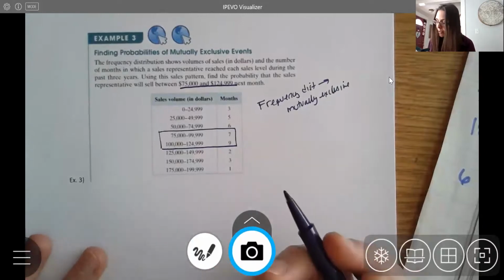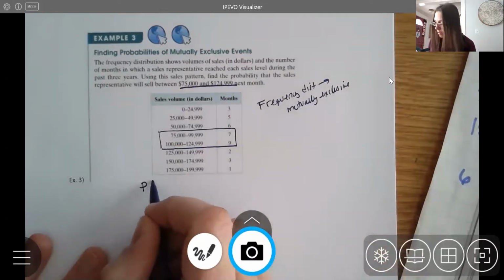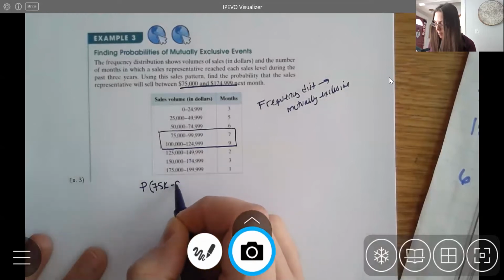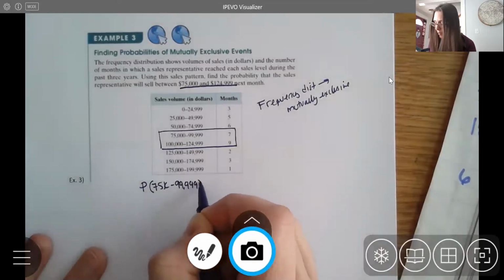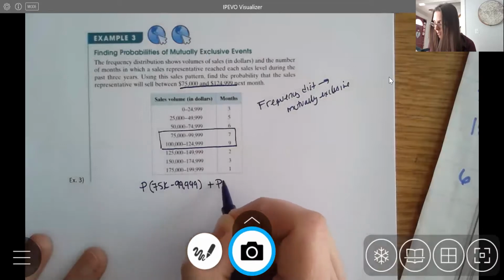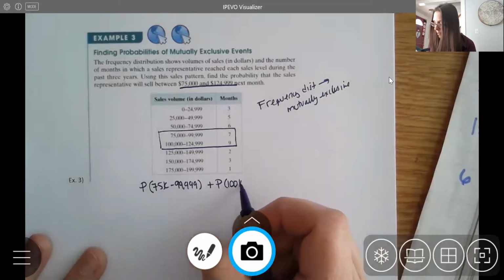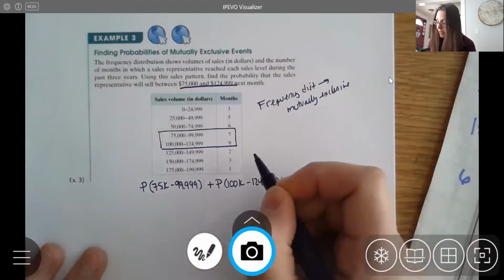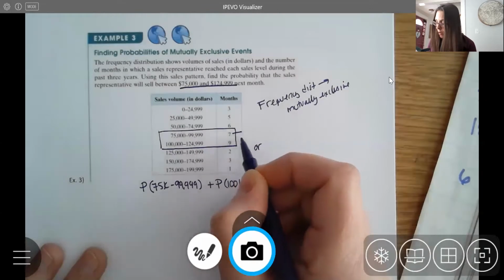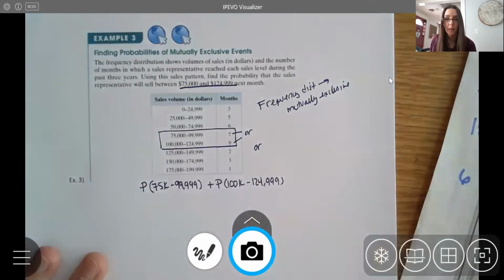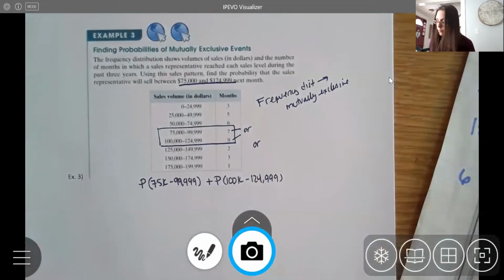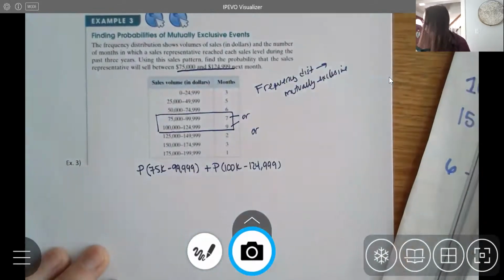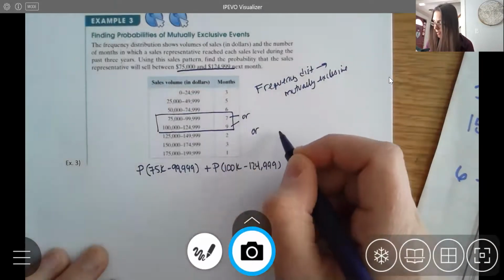So to find the probability then, I'm looking for the probability of actually getting between 75,000 and 99,999 plus the probability between 100,000 and 124,999. So this is an or event here, right? Because we could do this one or we could do that one. We want to combine them together. So how many months do I have altogether? If I go ahead and add these up, I do see I have 36 months.